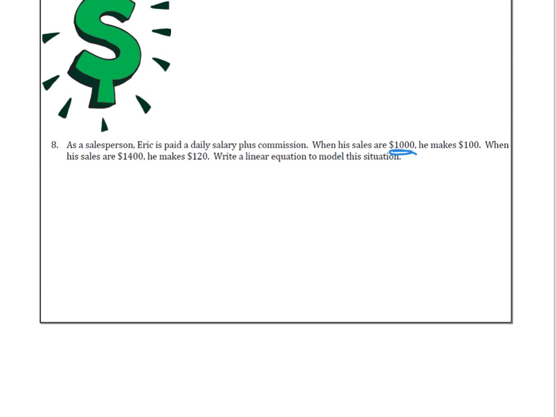Now, as a salesperson, Eric is paid a daily salary plus commission. When his sales are $1,000, he makes $100. When his sales are $1,400, he makes $120. Write a linear equation to model this situation. So let's figure out slope first.